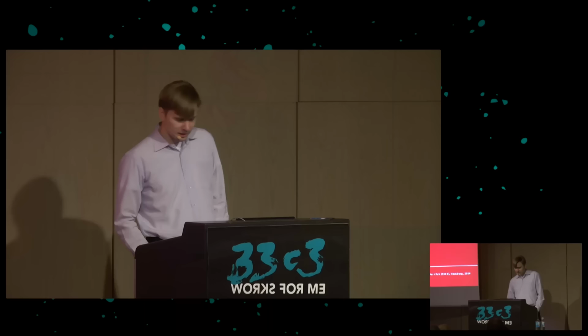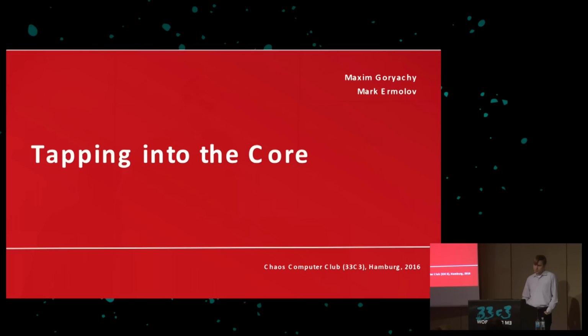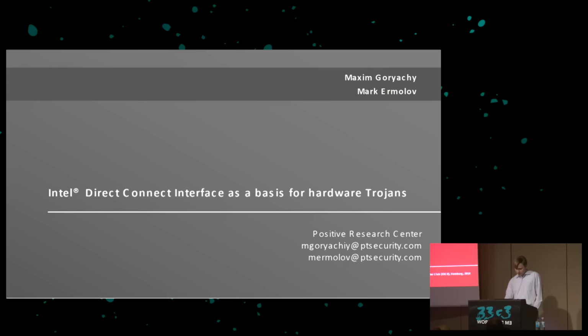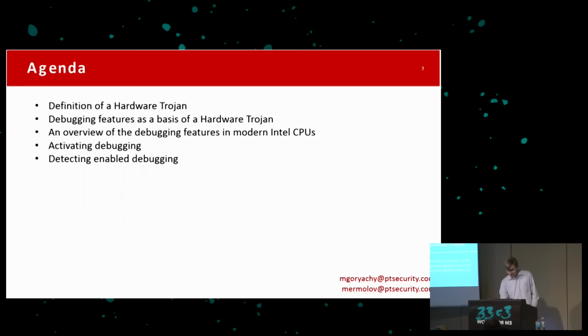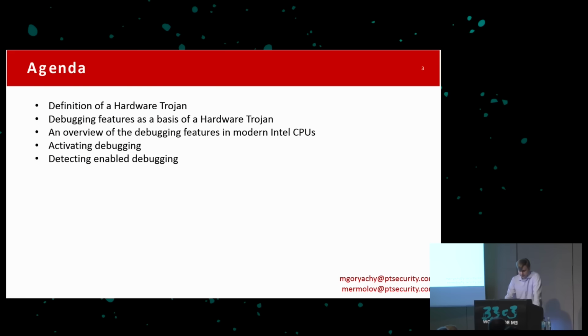So, I would like to cover the topic of hardware Trojans and tell about one of the modern Intel CPU design features that can be used for this purpose. It's Direct Connect Interface. As you can see from the slide, we are going to review the debugging interface as a basis of such a Trojan on modern Intel CPUs. We are going to review Direct Connect Interface, a JTAG-like interface, and its activation. And then I'm going to talk about several tips that can help you detect such an attack.